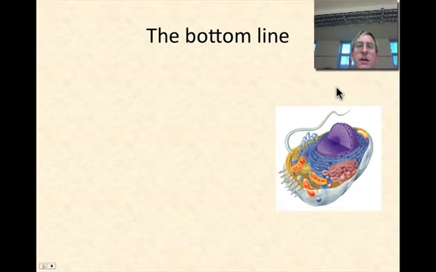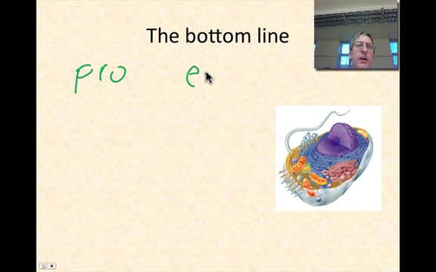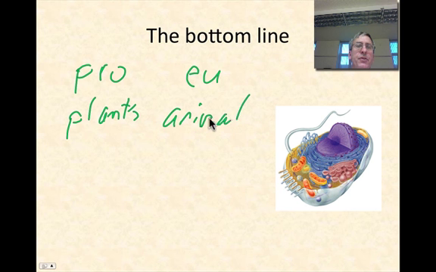So, bottom line, I would like you, at the completion of this chapter, to be able to recognize the difference between prokaryotic and eukaryotic cells. I'd like you to be able to recognize differences between plant and animal cells and bacterial cells. And I'd really like you to be able to know the structure and function of our key organelles. So pay close attention in class.